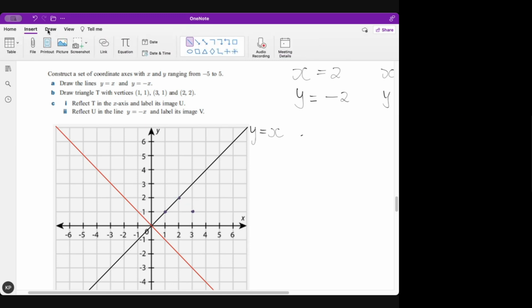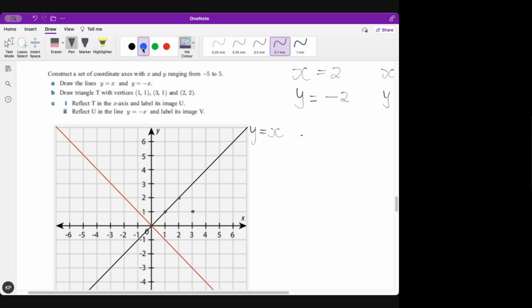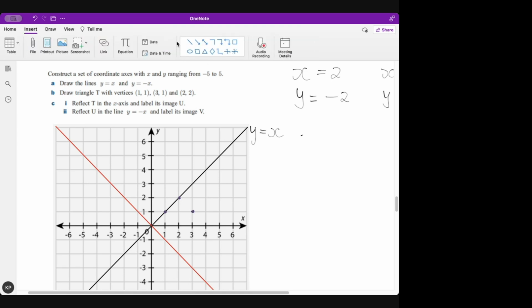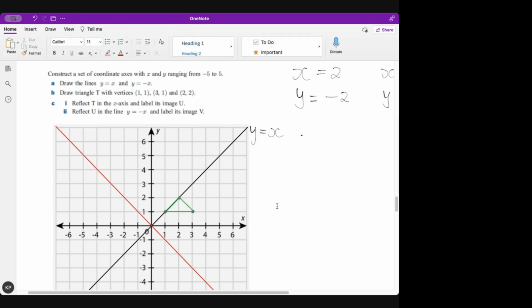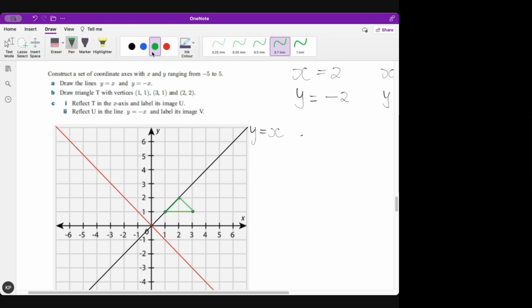Maybe I should use a different color so that you guys can see the triangle. Let's use green. So it goes from that point to that point, which is not straight, which is making me lose it. There. Insert another one over there, and insert another one over here. That is our triangle T. Okay, so it says label this triangle T.